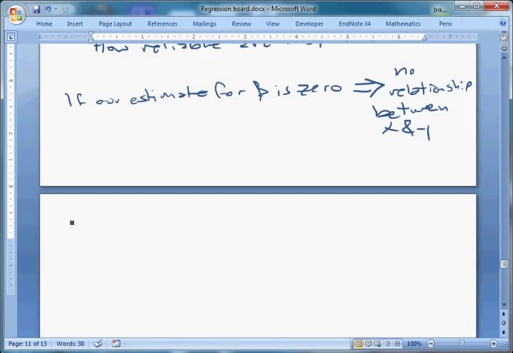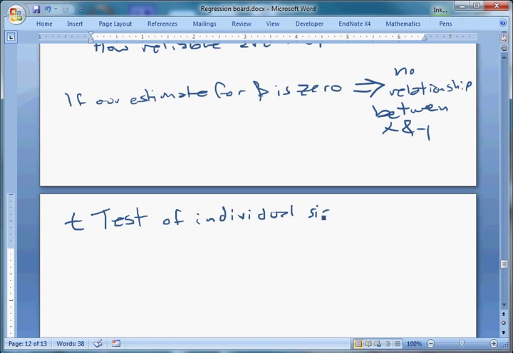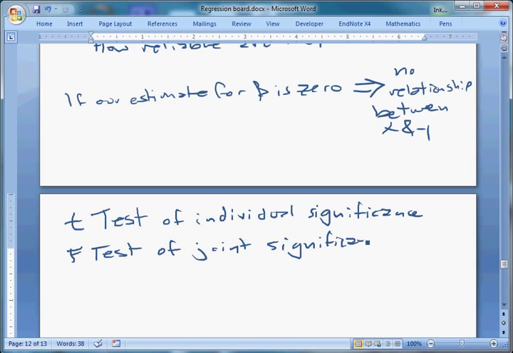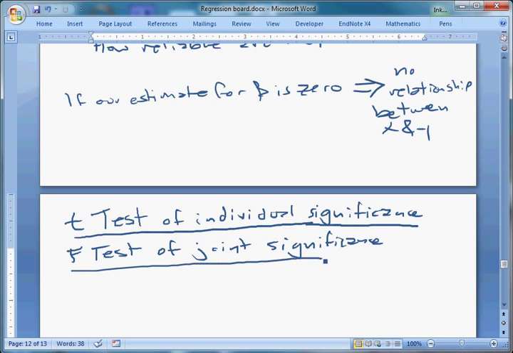The t-test of individual significance and the f-test of joint significance. The only one I'm going to talk about for now is the t-test of individual significance, because the f-test really only gives you any benefit when you have multiple regression, because otherwise it just gives you the same result. The t-test is the test that any individual coefficient is significantly different from 0. The f-test is the test against the null that all of your coefficients equal 0. And that's the basic value that these provide.